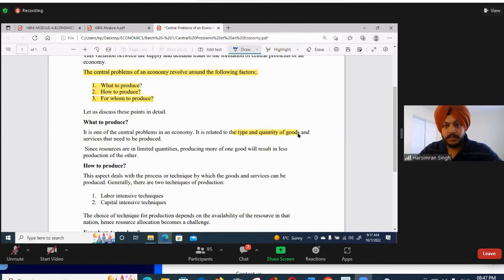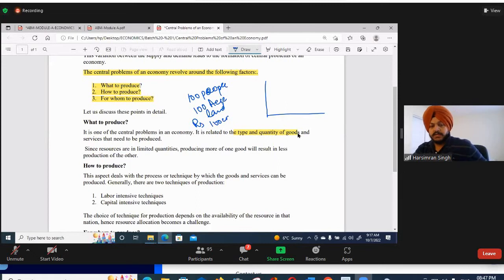Look, suppose there are only 100 people in India, only 100 acres of land, and only 100 crore rupees. Now with these resources, if you put all these people, all this land, and all this money together, you can produce 1,000 cars. Is that clear?